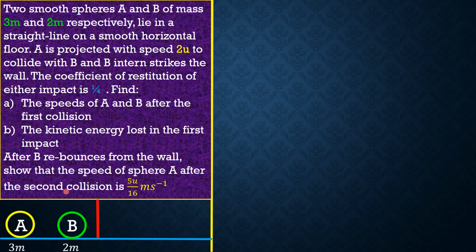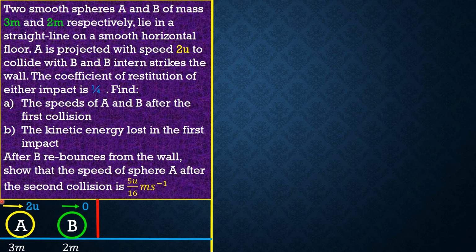and sphere B has a mass of 2m, as the question suggested. Sphere A was projected with a speed 2u to collide with B, so it must be projected in this direction towards B, and the speed of projection is given as 2u. Since it was projected to meet B, it means that B is at rest, so the velocity of B in this case is 0 meters per second. This is what happens before the collision of A and B.